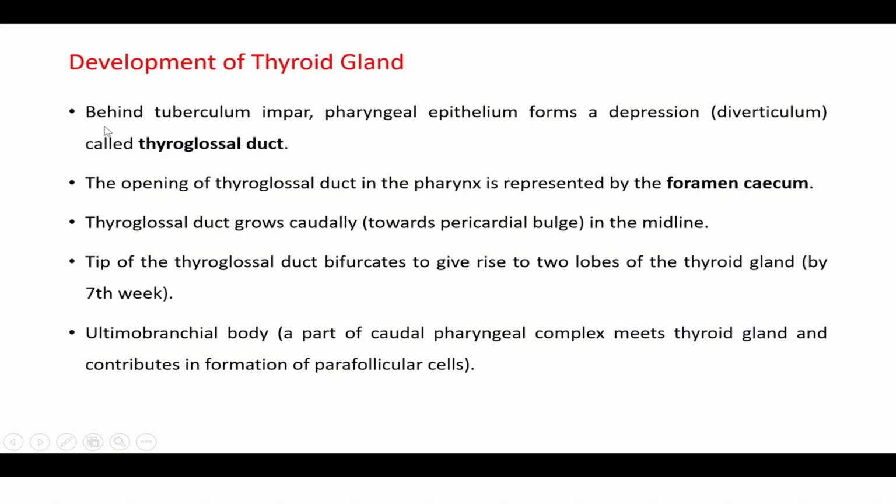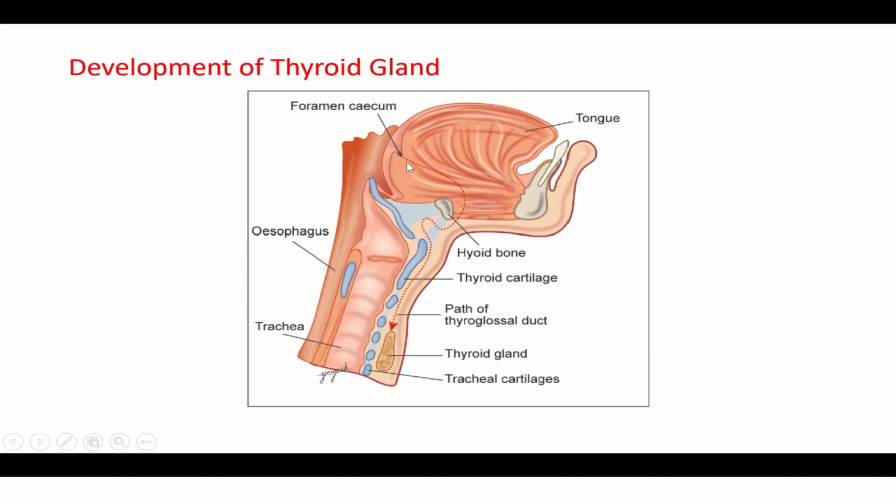Behind the tuberculum impar, as I've shown in the development of the tongue, there will be proliferating epithelium which forms the thyroglossal duct, and the point is called the foramen cecum. The thyroglossal duct grows caudally towards the pericardial region. The tip of the thyroglossal duct bifurcates to give rise to two lobes of the thyroid gland by the 7th week. The ultimobronchial body, a part of the caudal pharyngeal complex, meets the thyroid gland and contributes to the formation of the parafollicular cells. So this is the foramen cecum.